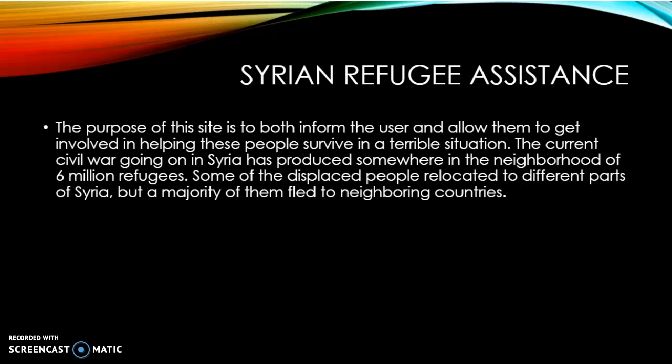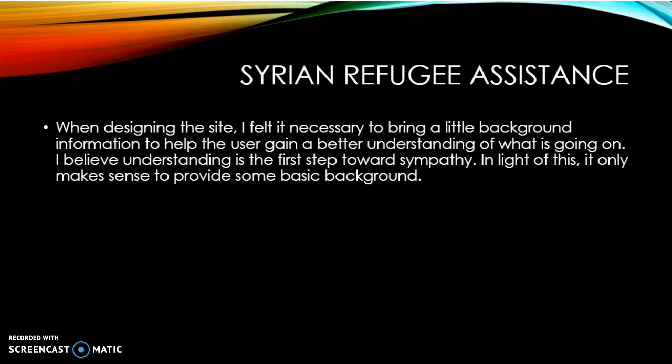The current civil war going on in Syria has produced somewhere in the neighborhood of 6 million refugees. Some of the displaced people relocated to different parts of Syria, but a majority of them have fled to neighboring countries. When designing the site, I felt it necessary to bring a little background information to help the user gain a better understanding of what is going on. I believe understanding is the first step towards sympathy. In light of this, it only makes sense to provide some basic background.